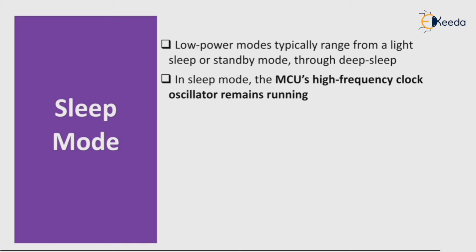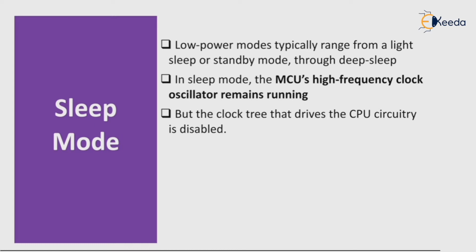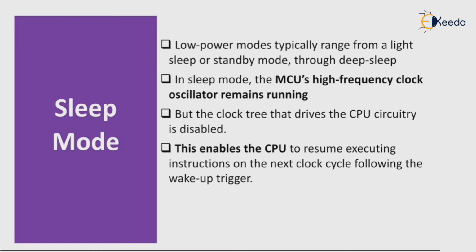In sleep mode, the CPU, suppose we are considering the 8051 CPU, the high frequency clock oscillator remains in running condition, but the clock tree that drives the CPU circuitry is disabled. The clock tree is disabled, but the high frequency clock oscillator remains running. This enables the CPU to resume executing instructions on the next clock cycle following the wake up trigger.